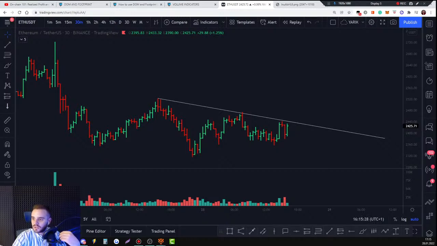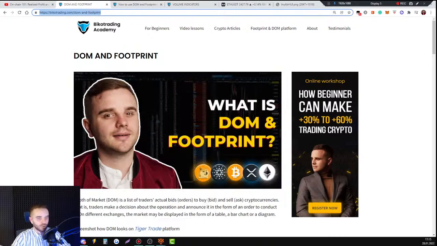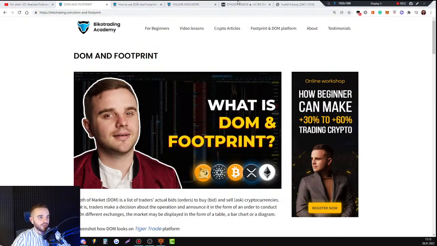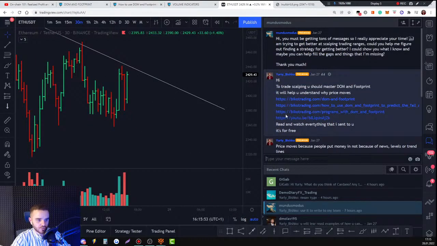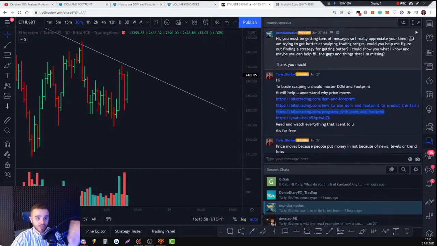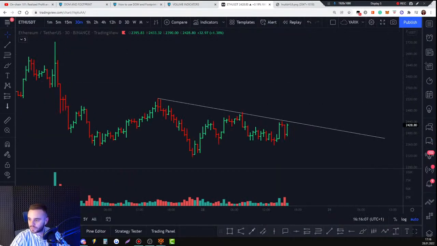Kalum, I had not heard of DOM and footprint before learning it from you. I look on your website to get an idea on the basics. I prepared for you, Callum, two articles about DOM and footprint, or even more. I can find even additional articles about DOM and footprint. Here are programs for DOM and footprint. You can save those articles and watch them after that. And here is one lesson you can watch after, about trading strategies based on DOM and footprint.